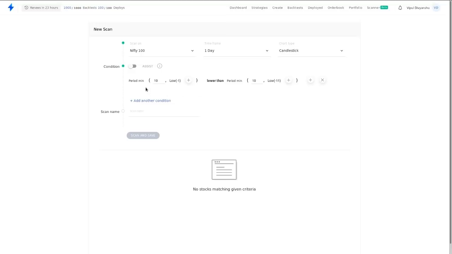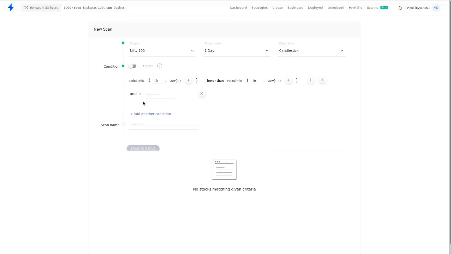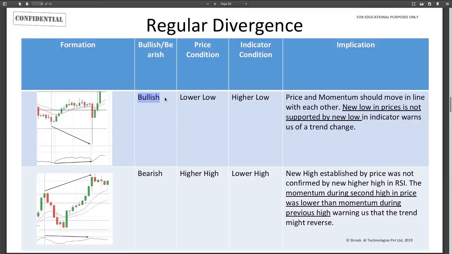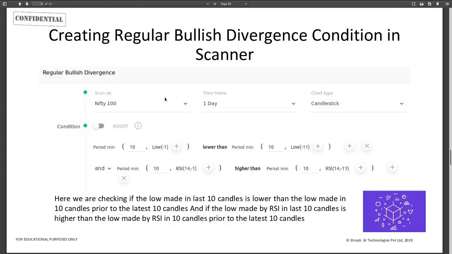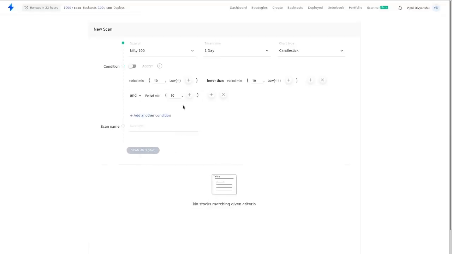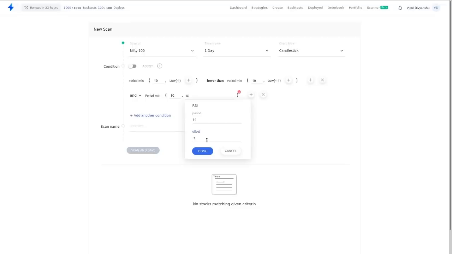So now this is basically forming the first upper line. You are finding those stocks or scripts where the price condition, or the price line, is being formed. Now let's click on add another condition. Now we will create the indicator forming a higher low. Again we use period min because we want a higher low. Instead of low price we can just say RSI, and I will just say -1.